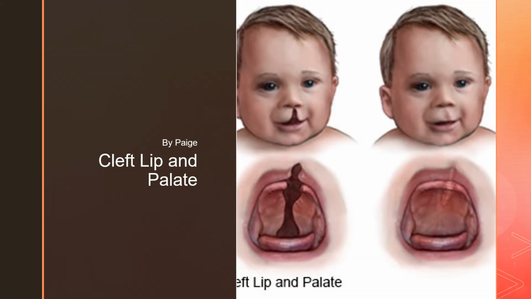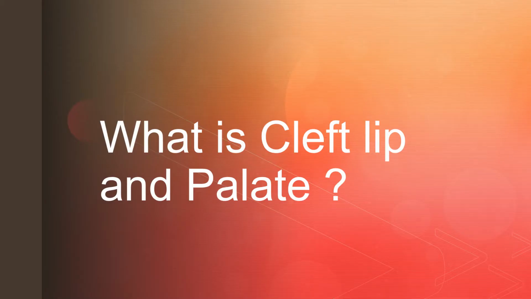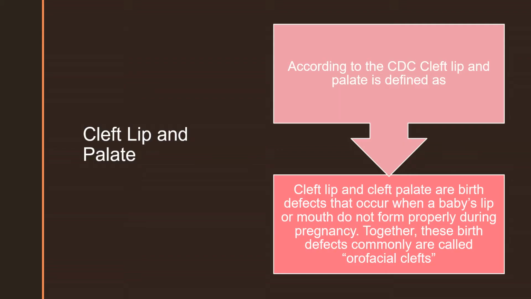So my project was over cleft lip and cleft palate. So what is cleft lip and cleft palate? According to the CDC, cleft lip and palate is defined as a birth defect that occurs when a baby's lip or mouth do not form properly during pregnancy. Together, these birth defects commonly are called orofacial defects, clefts.